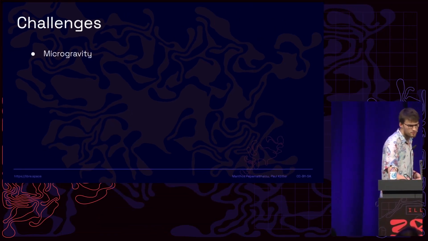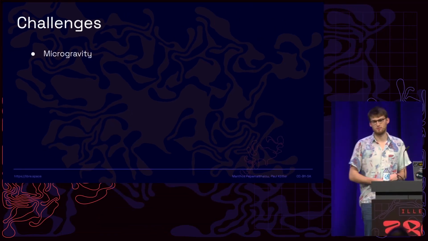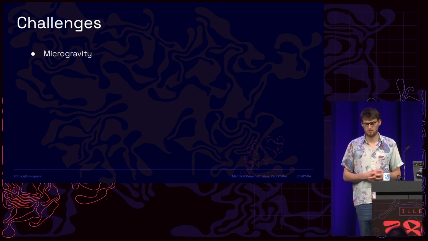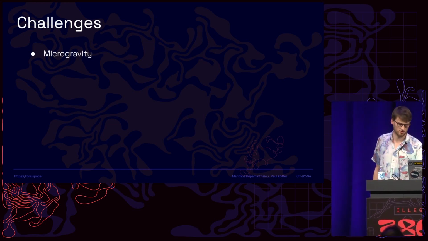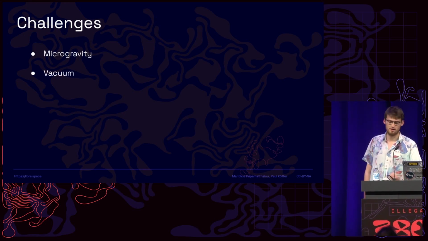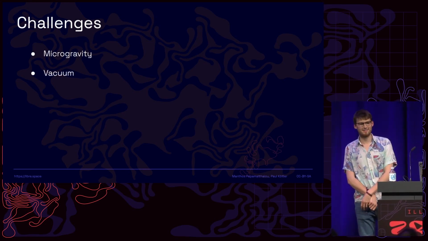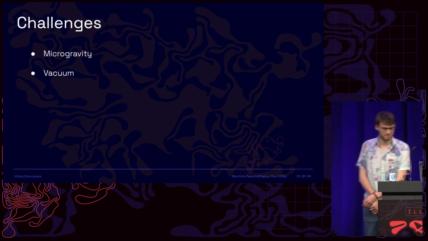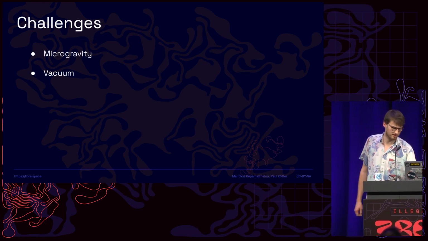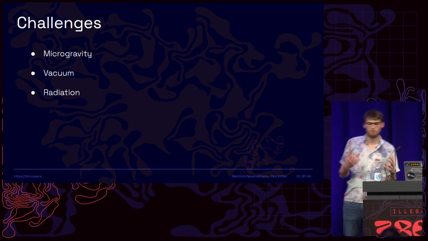So let's talk about some challenges that you will face when you want to build a satellite. First of all, microgravity. You can't really test for this. You just have to do some analysis, see if everything works, and then hope. Then you have vacuum. This one you can actually test, and shortly you will see a picture of a funny vacuum chamber. And then there's of course radiation.